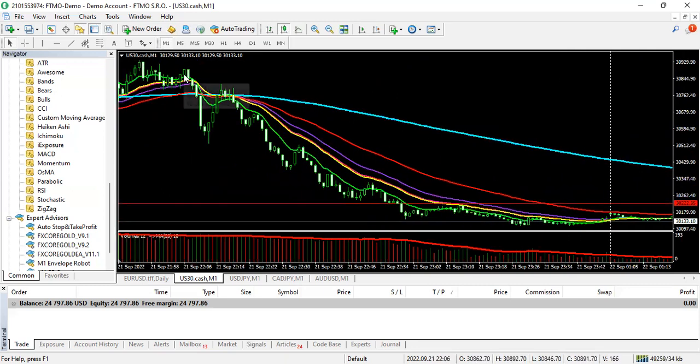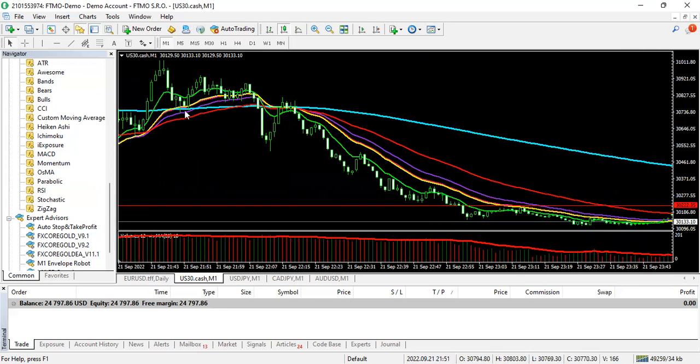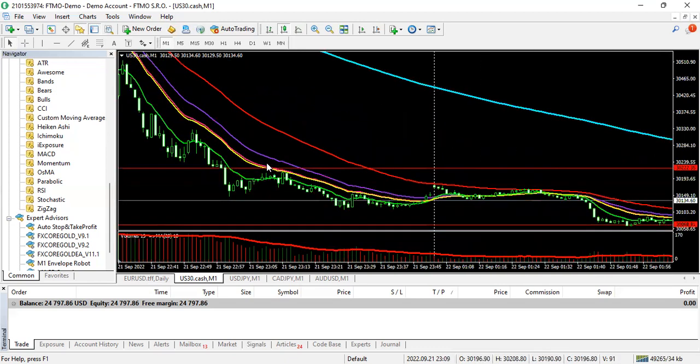Exactly. So I was in right here at first. I took a buy and it came back down and hit right here, so I took the loss. I sold and then price came back up, so I took the loss again. But then this is where I hit the jackpot. My entry was right here at the end of this. And then it dropped, and it kept dropping.